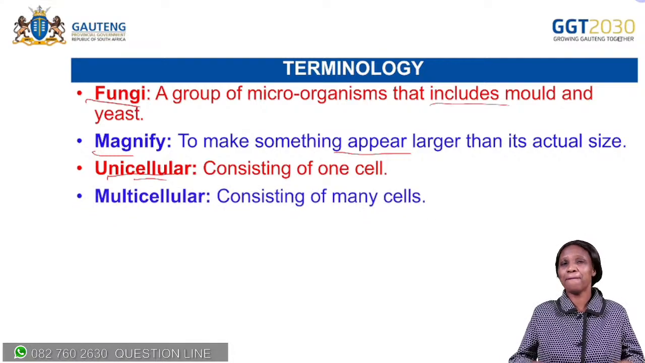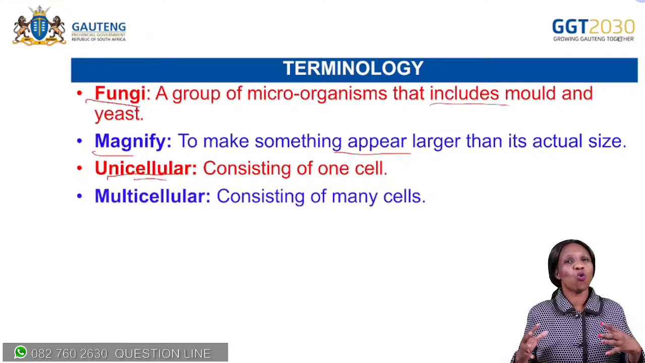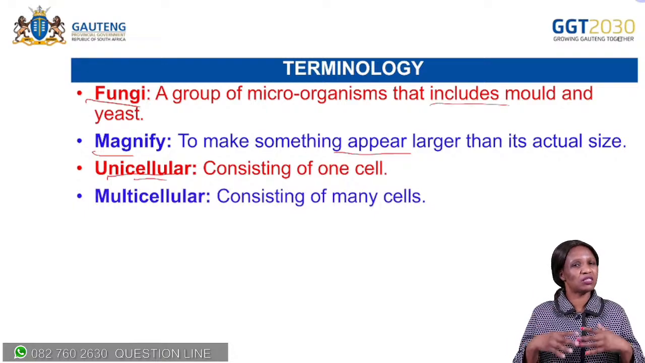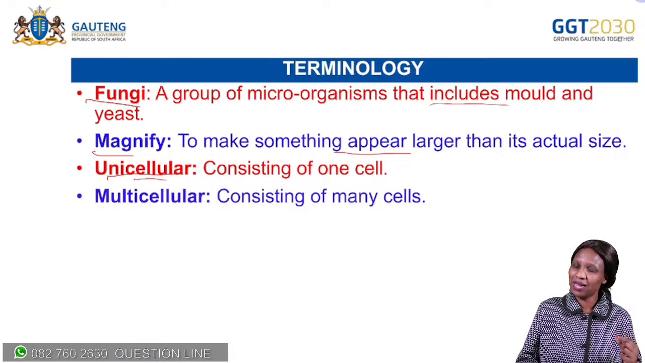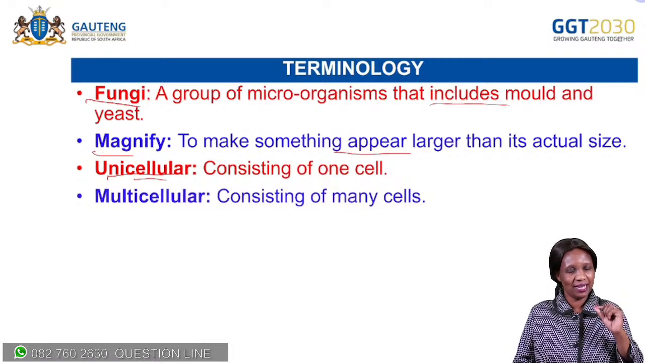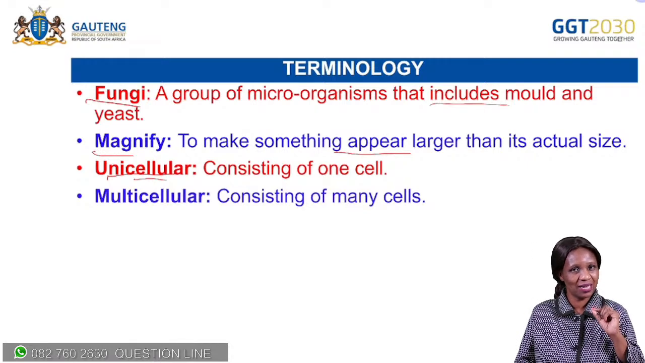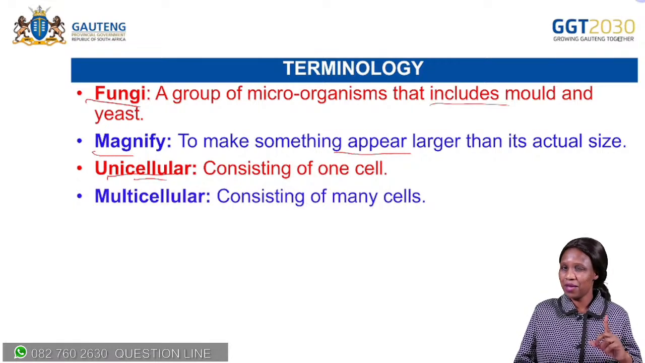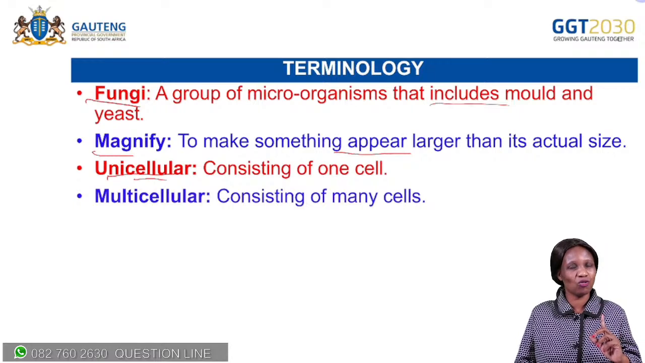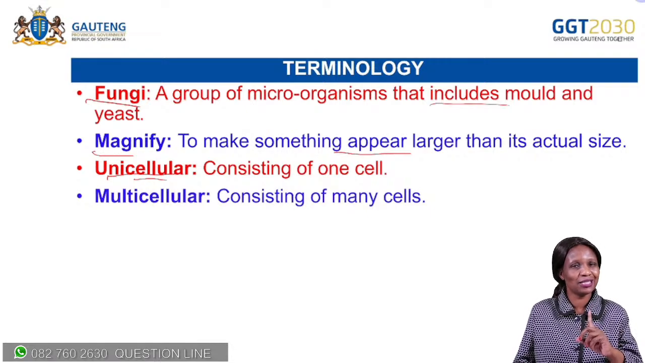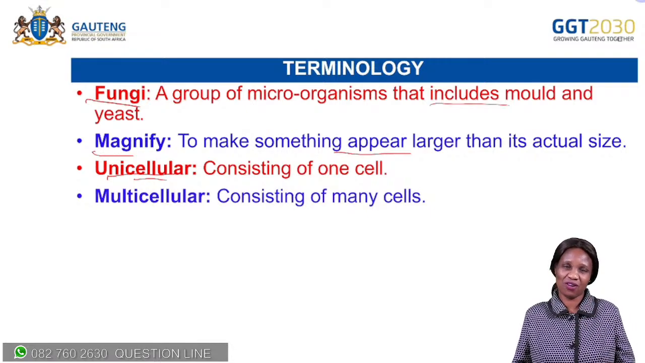And then we've got multicellular. When you come across the word multi, it means more than two. It means many. Therefore, multicellular means it is consisting of many cells. Are we together? That is multicellular. Remember, we said bacteria is consisting of only one cell. Therefore, it is unicellular.